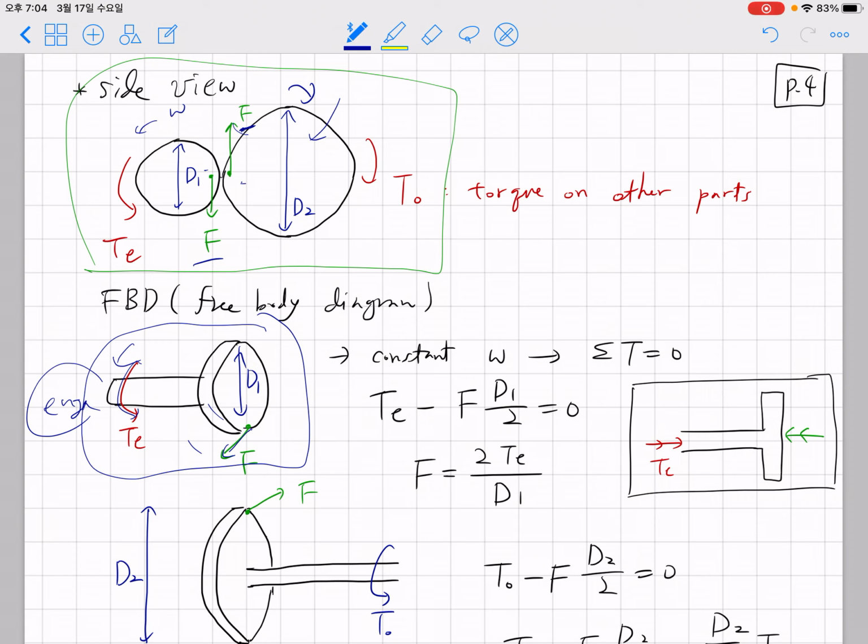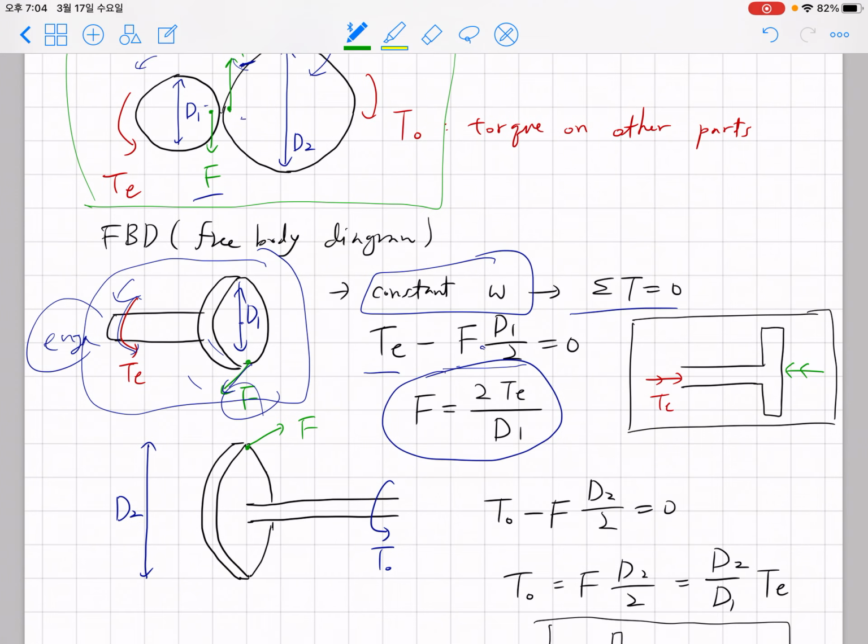Okay, and because, as I told you, we are having constant angular velocity omega, to keep the angular velocity constant, the torque summed up must be 0. So TE minus the torque exerted by this force F times radius, which is D1 over 2, must be 0, and we can obtain that F must be 2 times T over D1.